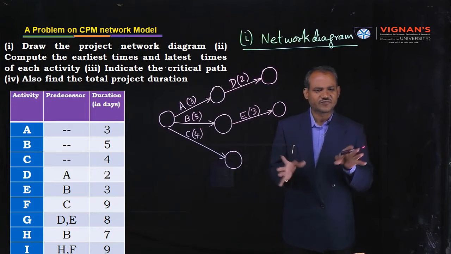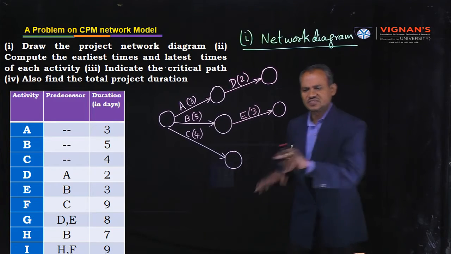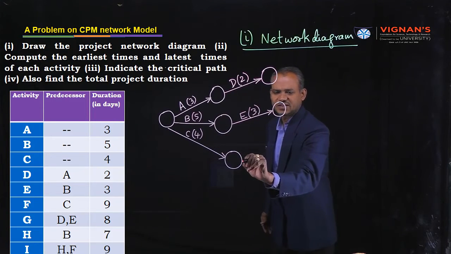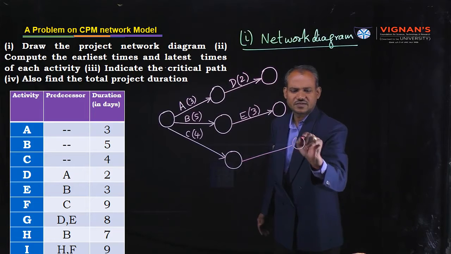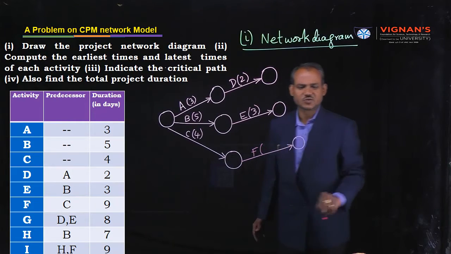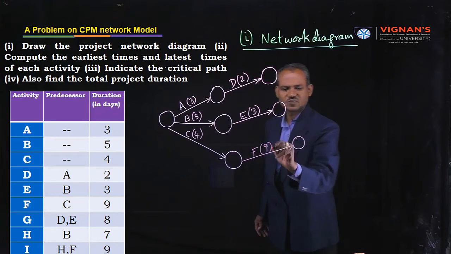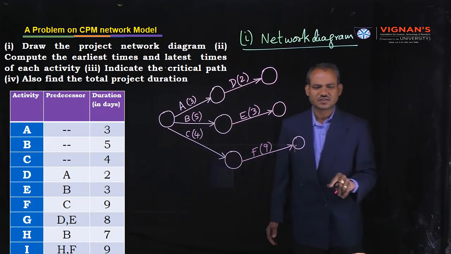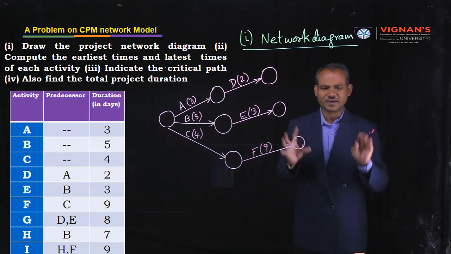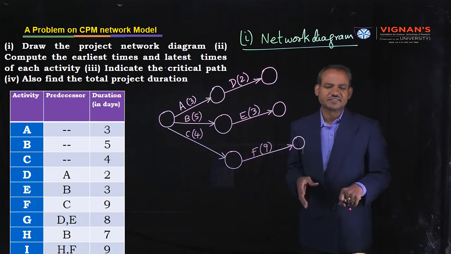For activity F, the immediate predecessor activity is C. Where is C? This is C. After completion of C, immediately we can start activity F. So F, how much duration? It's 9 days. Mark like this. Okay? Like this you can go slowly. Don't be in a hurry. Next, what is the next activity?